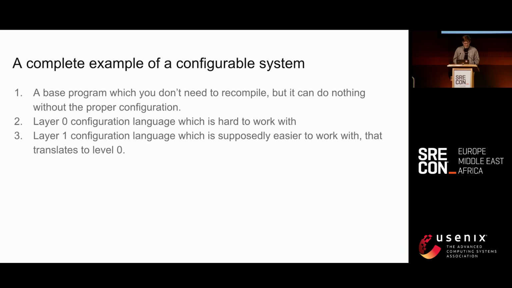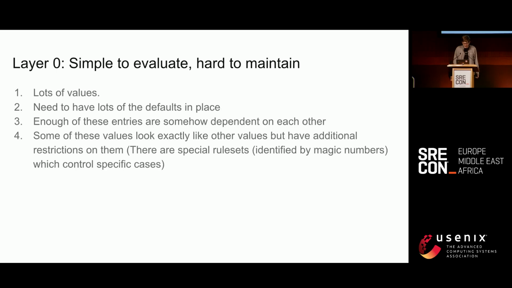So, all right. What we have is a complete example of a configurable system, which is the base program, which you don't need to recompile. There is a layer 0 configuration language, which is very hard to work with. A layer 1 configuration language that is supposed to be easy, and what makes it problematic. And also, this looks like a modern system all the time, right? I mean, what are the problems? We all think that we know. So let's try to enumerate them. Layer 0, as I said, is simple to evaluate, hard to maintain. We have a lot of values.